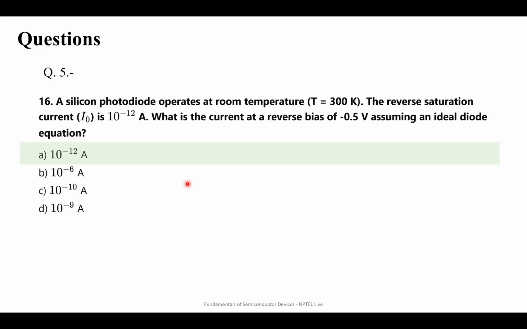So the answer to this is 10 raised to the minus 12. So actually you see we are in reverse bias. At reverse bias the current is always the reverse saturation current only, which we have already given here, 10 raised to the minus 12 amperes. So you did not have to do any calculation here. The ideal diode equation that we study is valid for forward bias condition.